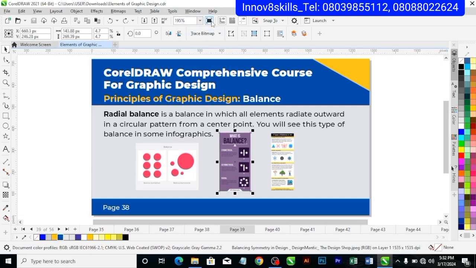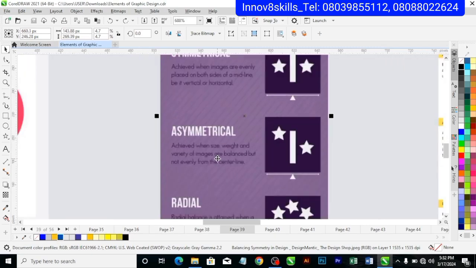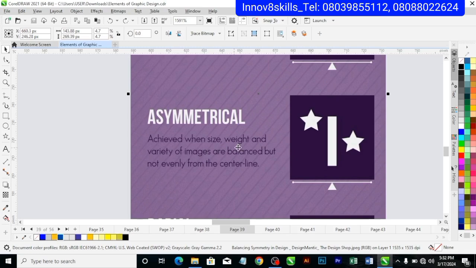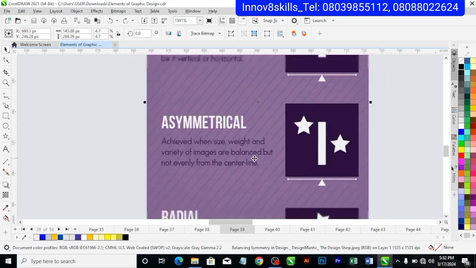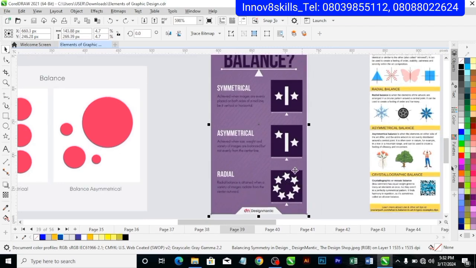And just like this one too, you can see this side is asymmetrical. They are not actually the same from the center. Size, weight, and variety are balanced, but not evenly from the center line. And this is radial, just like from the center. They radiate, they are placed around a common center.